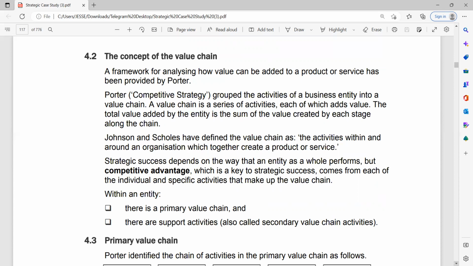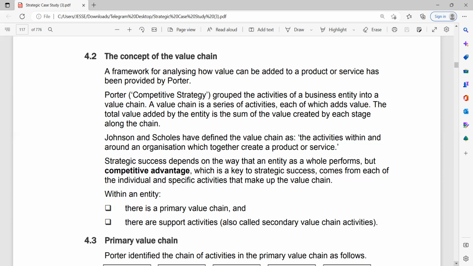So Michael Porter, once again, grouped activities of a company into a value chain. So when we say a value chain, it's simply a series of activities that add value, right? Every product will go through different stages along the chain, and along these different stages, value is added. Very, very important. So the total value added by the entity is the sum of the value created by each stage along the chain.